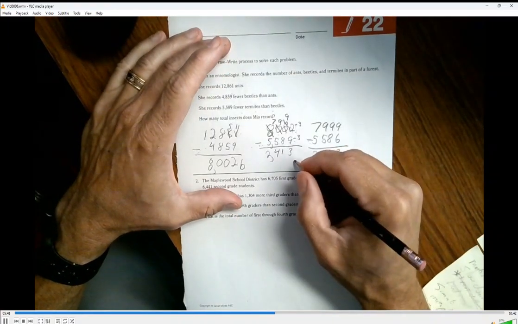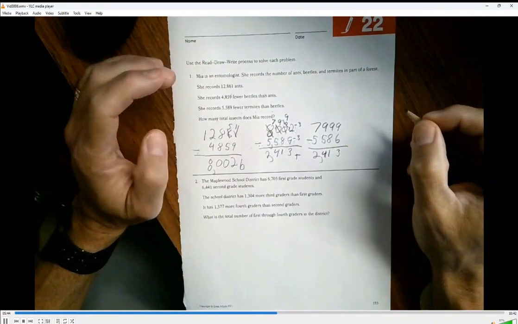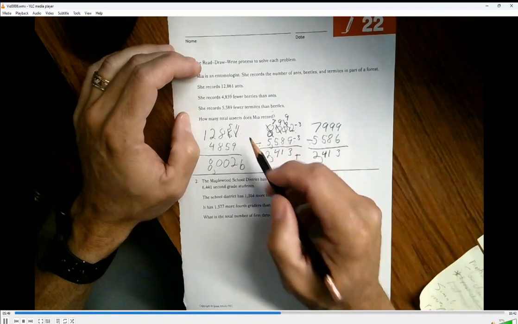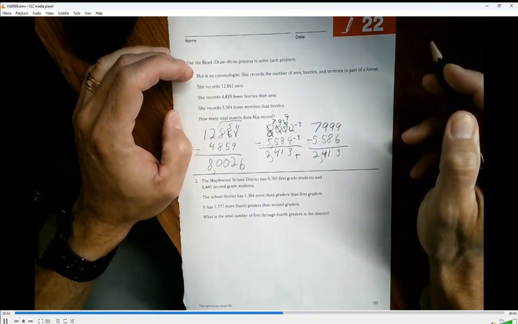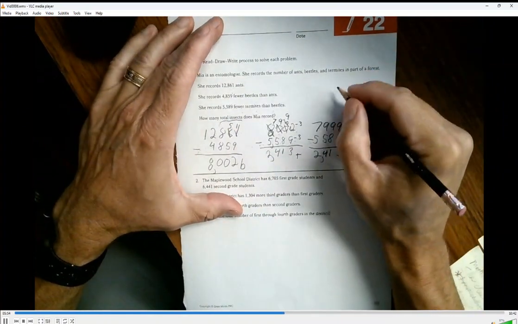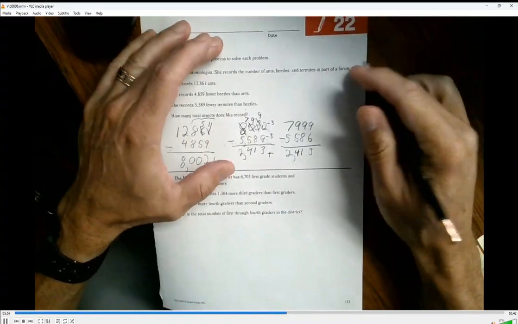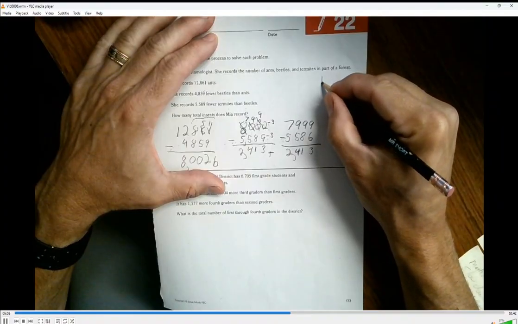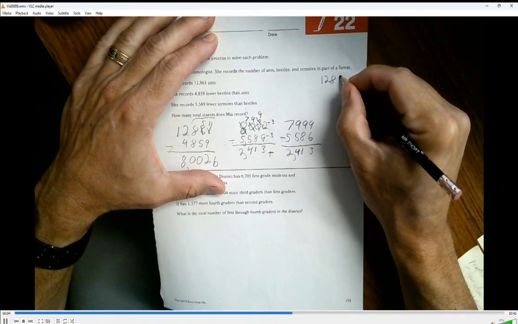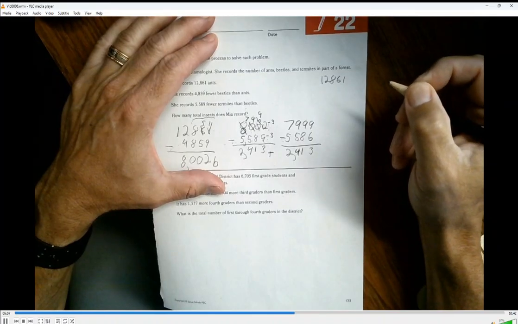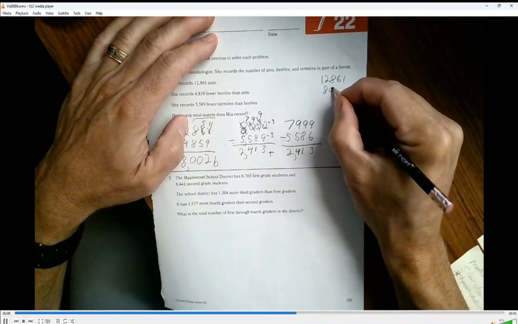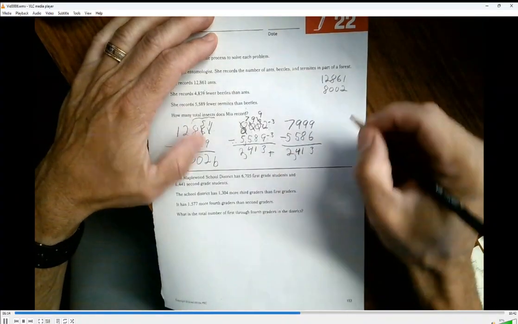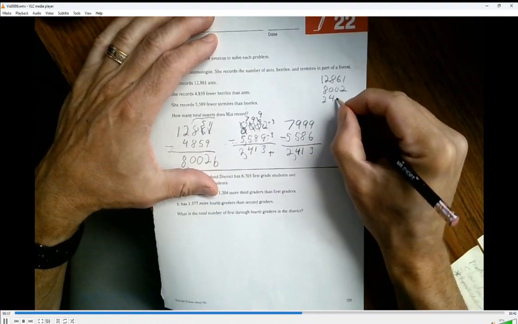All right, so this answer here, this was our termites. Now we need to add one more step, because they want to know how many total insects does she see. All right, so we don't have a lot of room left. I'll try to be neat. I'm breaking this, you guys know that. So ants, 12,861. Now our beetles, 8,002. And our termites, 2,413.